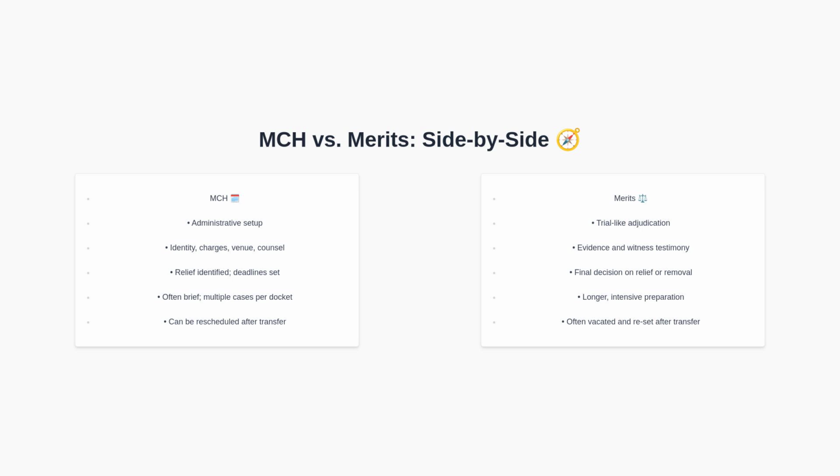On the right, the merits hearing functions like a trial, with witnesses, documentary evidence, and a final decision on relief or removal. When transfers occur, merits dates are frequently vacated and replaced with a new MCH so the receiving court can take control of the case and calendar. With the procedural framework clear, let's turn to the high-stakes factors that can narrow or foreclose relief.